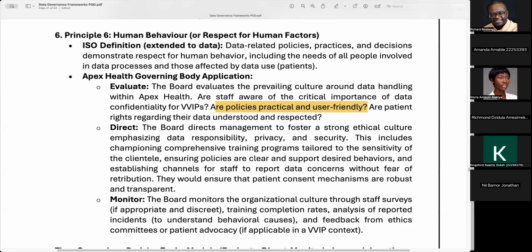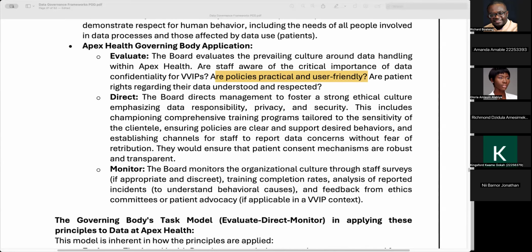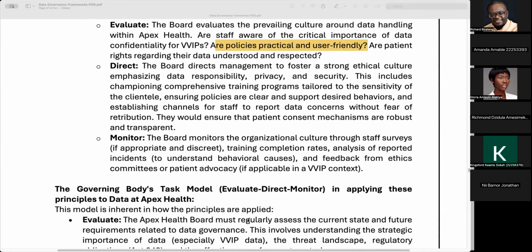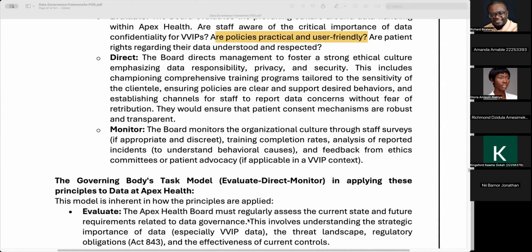They direct management to actively foster an ethical organizational culture that prioritizes data responsibility, privacy, and security as core values. They champion the development and delivery of comprehensive training programs explicitly tailored to the sensitivity of their clientele and the potential consequences of errors. They ensure clear policies support desired behaviors and discourage risky ones, and that effective channels exist for staff to report concerns or potential violations without fear of reprisal. They also oversee that robust and transparent processes are in place for obtaining informed patient consent where applicable.